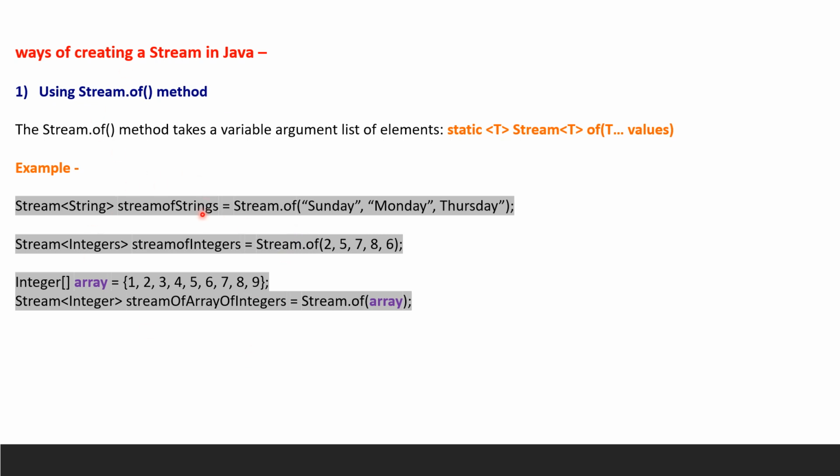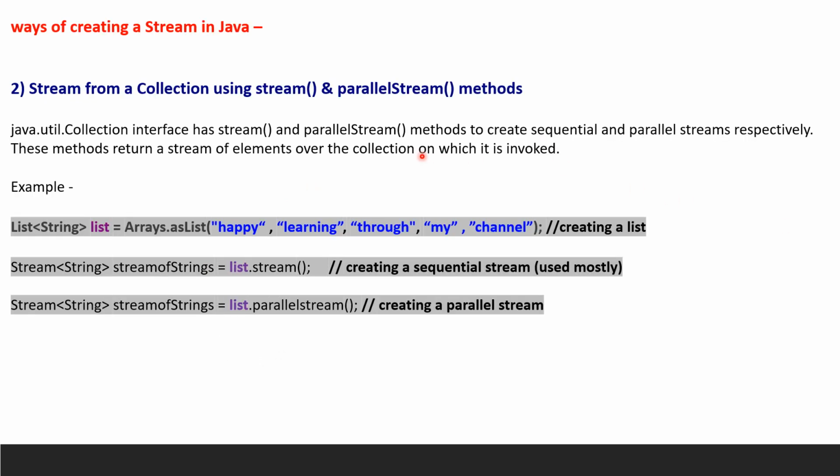It is a simple method, taking only the variable argument list of elements. For strings also we can do the same. We can declare a string array of elements, and in the next line declare a Stream of String variable name equal to Stream.of, whatever string elements we are creating here, and we can directly give them. This is one of the methods. And let's see the next method.